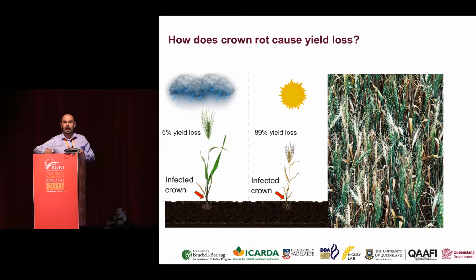89% yield loss. What happens is all the stems of the plants get clogged up with mycelium, they can't suck up any more water, and they die prematurely, basically leaving us with those conspicuous white heads. And if we look inside those white heads, we see either no grain or, at best, shriveled grains.